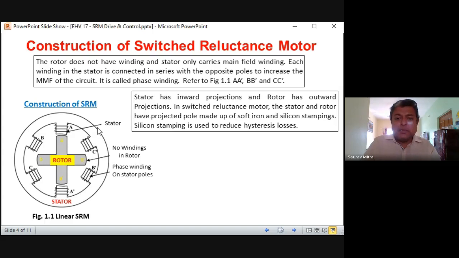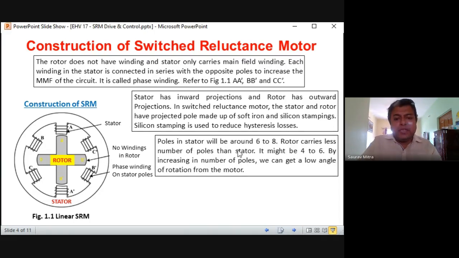If you see a DC motor or an induction motor, everywhere the core is not a single unit. It is the lamination of many discs to reduce the eddy current loss. Eddy current increases heat production, and that increases the loss in the motor. So we want to avoid that. In the SRM motor, the stator and rotor are projected poles made of silicon stampings. Silicon stamping is used to reduce the hysteresis loss and eddy current loss as well.